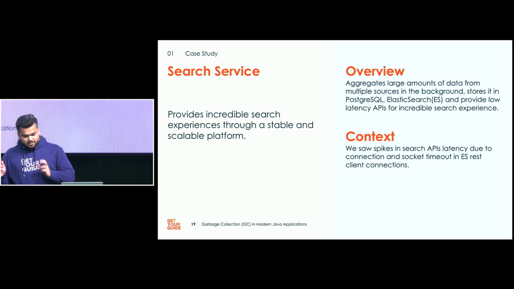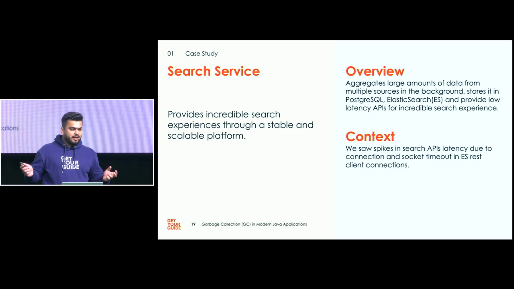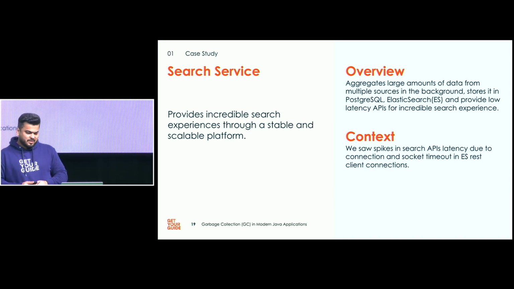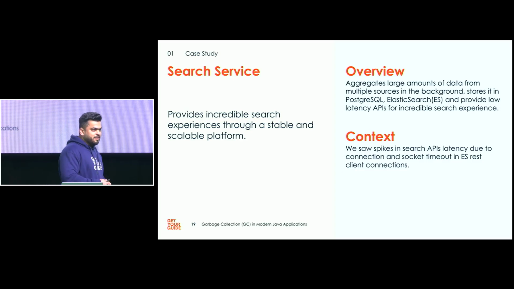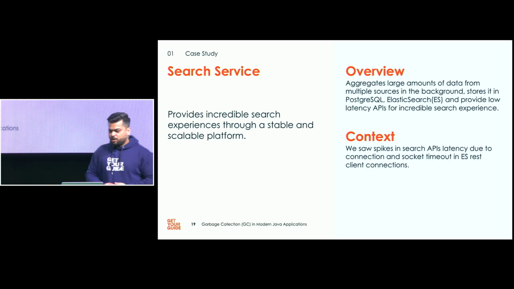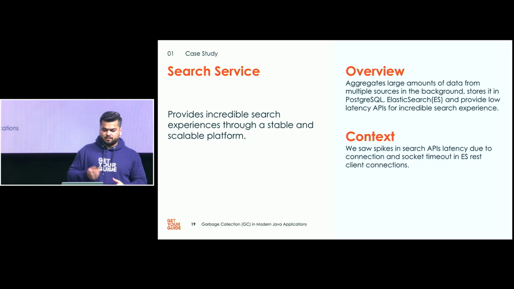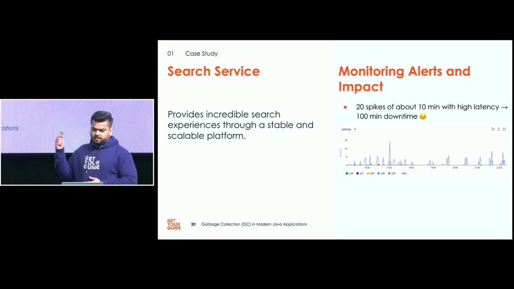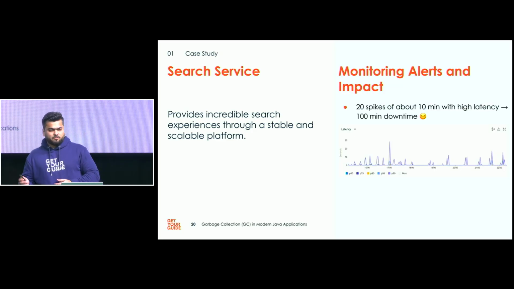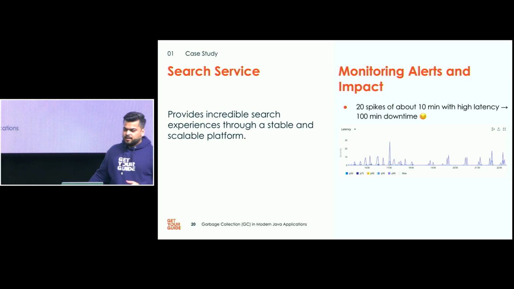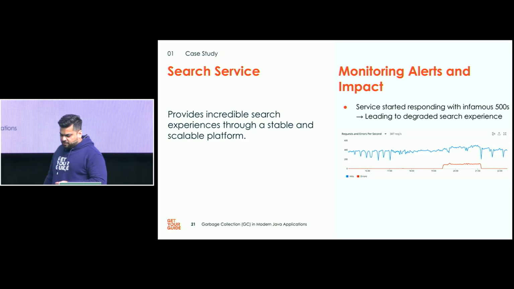On one nice weekend, I don't know why these things always happen over a weekend, but yeah, it was like that. We saw spikes in the Search API. The latencies were going crazy. We noticed timeouts. We were not able to connect to Elasticsearch. That's what happened over the weekend. Our monitors started sending us alerts. Some of the alerts here, you can see 20 spikes for about 10 minutes, ultimately leading to about 100 minutes of downtime.